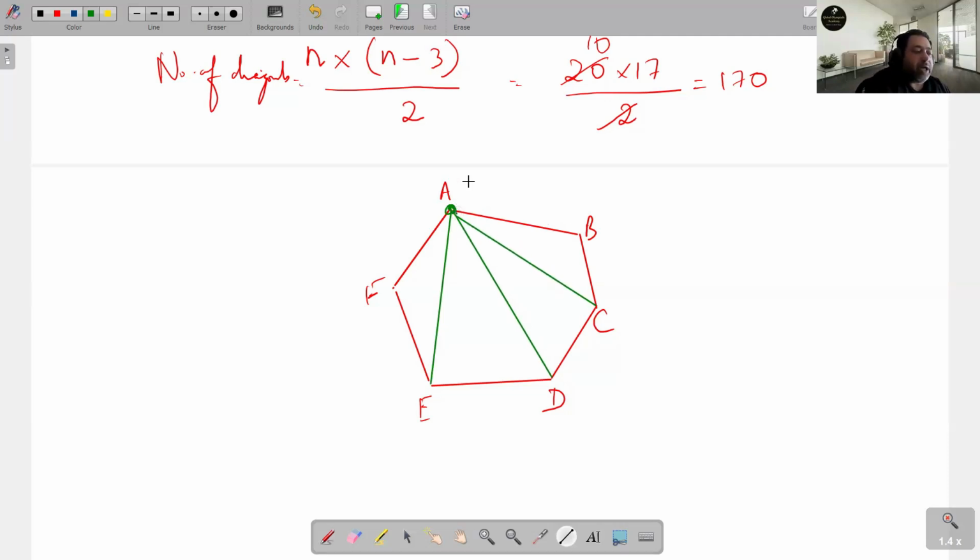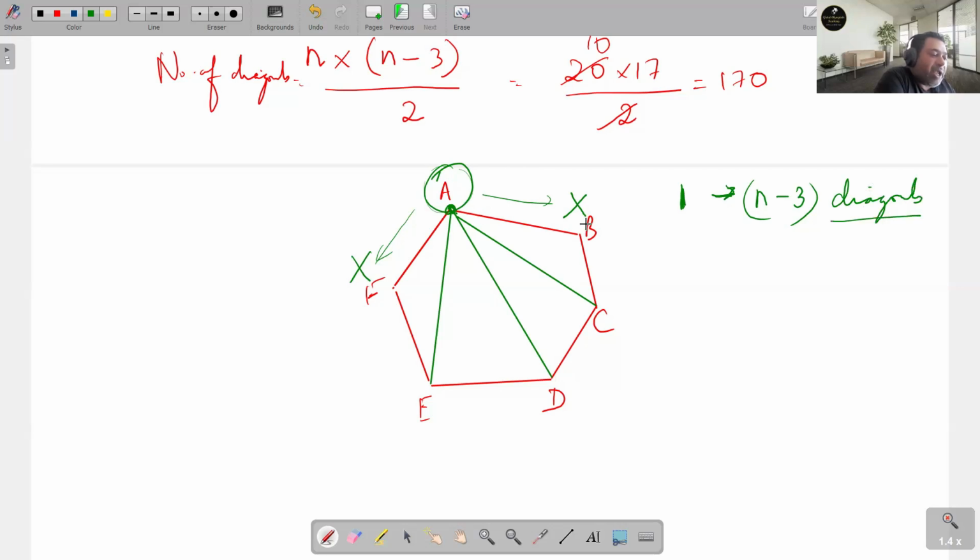Okay. So from this particular vertex, I cannot draw a diagonal here because that will make the side itself, and I cannot draw a line here also. These two will make sides. Correct. And I cannot make a diagonal with myself, own self. I cannot shake hands with myself, right? So with one vertex, I am able to draw n minus 3. As you can see, 6 minus 3 is 3. I'm able to draw n minus 3 diagonals.